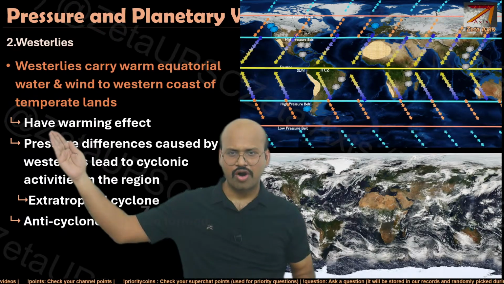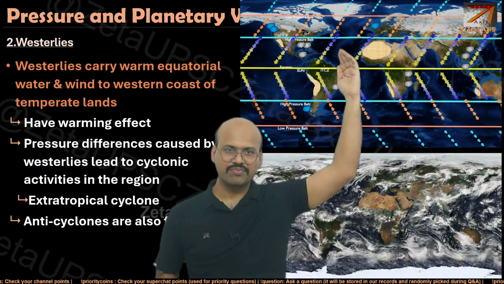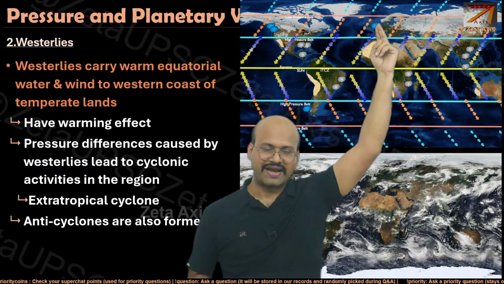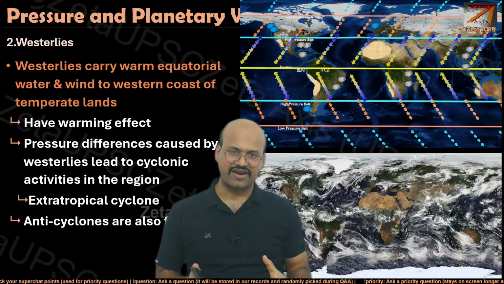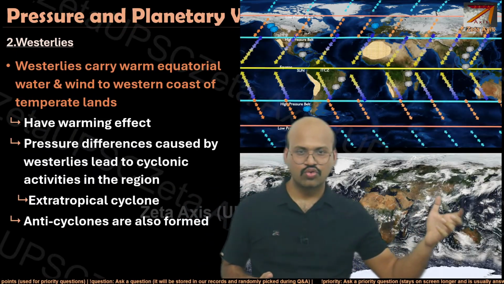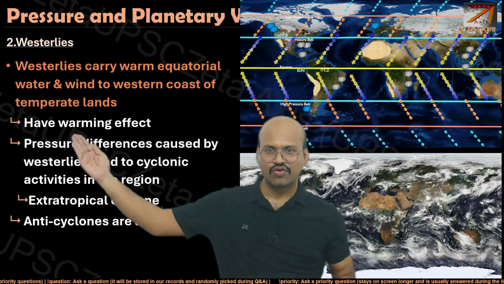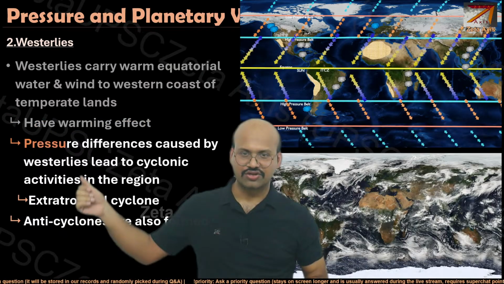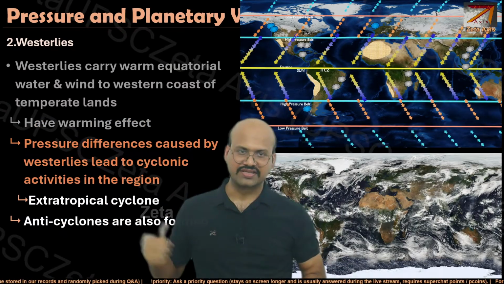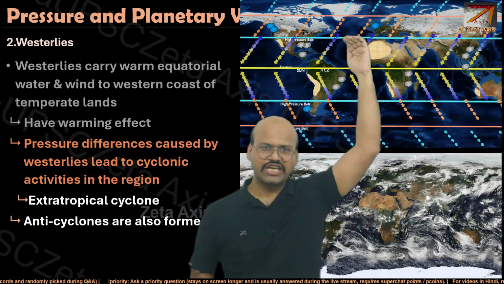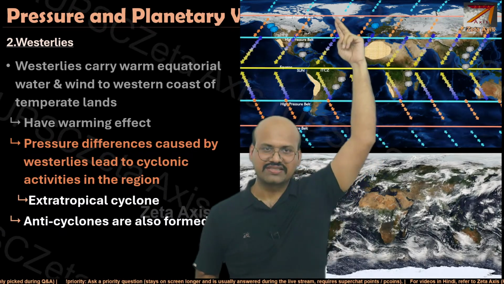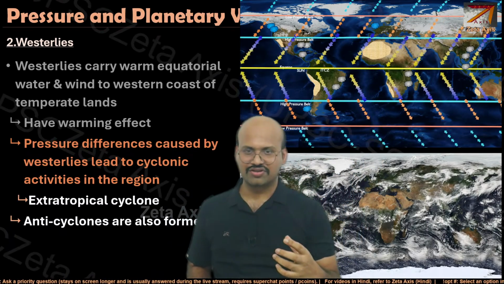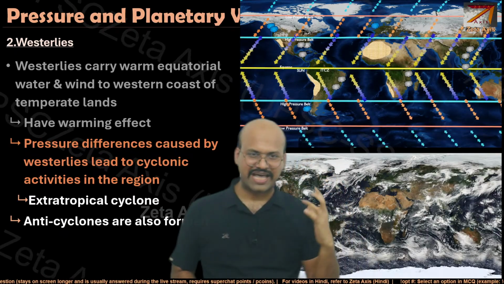They have a warming effect. We can see that they are moving from the subtropical region towards the polar region, and that is why they are bringing the warmer air of the subtropics towards the cool polar region, and that is why they have a warming effect. Pressure differences caused by westerlies lead to cyclonic activities in the region. So here there is a very huge temperature difference between westerlies and polar winds in both the hemispheres, and that is why there is a large amount of cyclonic activity.